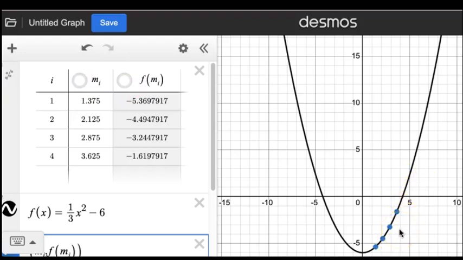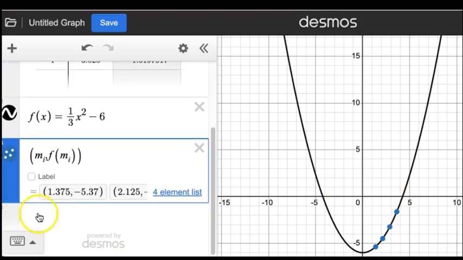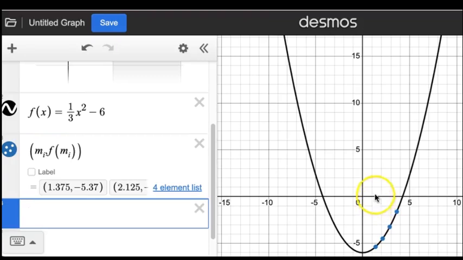Now, if you want to see the rectangles, you don't need to do that for this problem. If you want to see the rectangles represented, you can do that. And so let me show you how you would represent those rectangles. So I want the rectangle to go from 0 to the first midpoint, f of m1, and the first midpoint was 1.375. Or you could actually even put in the y value here so it's already there for you. Yeah, you could do that.